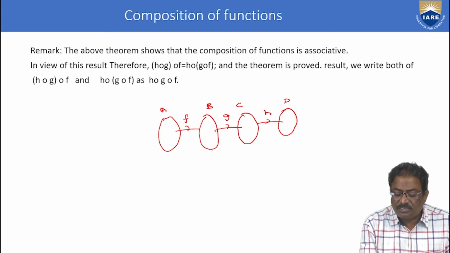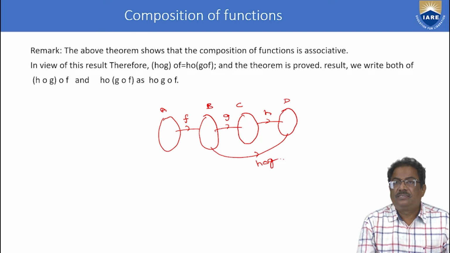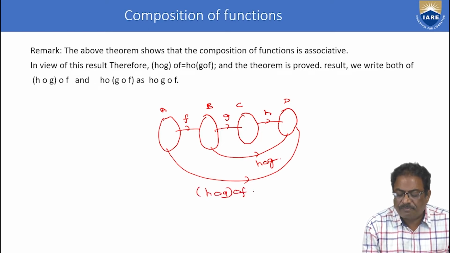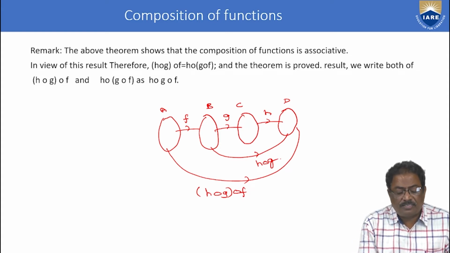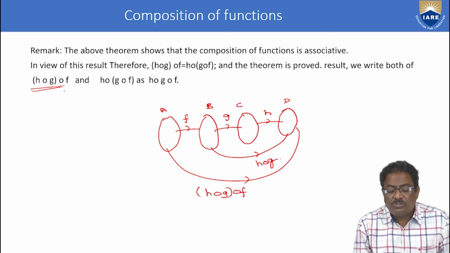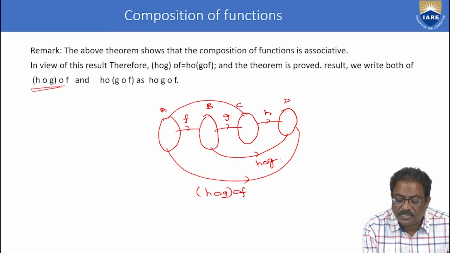Then I am just considering this is nothing but h circle g, h of g. And if I consider this from here to here, then this is h of g of f. Otherwise, this is nothing but h of g of f. And now g of f, if I am just taking these two, this is nothing but g of f.